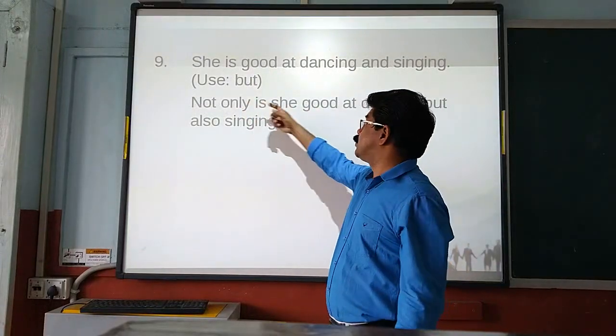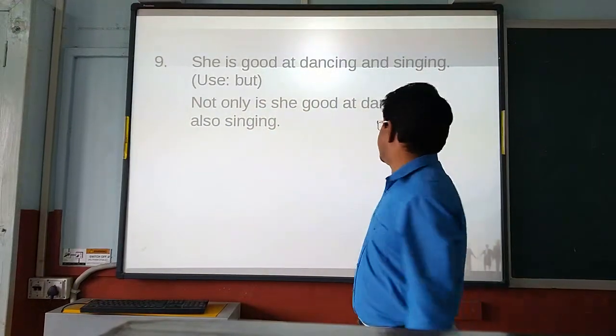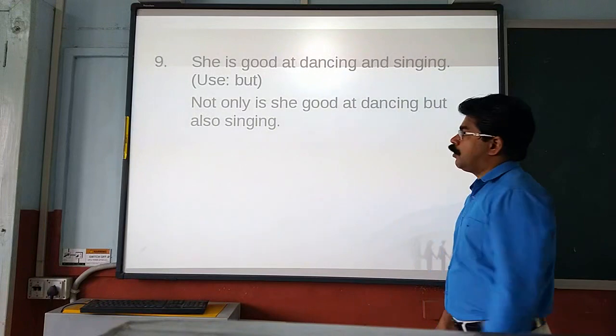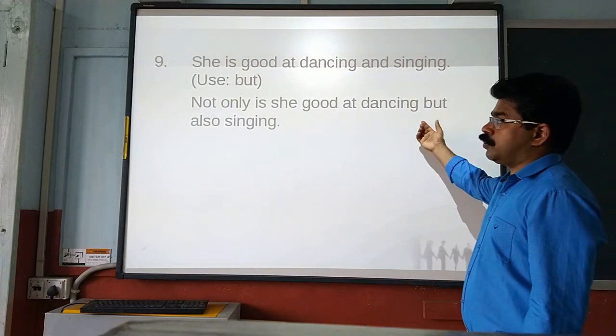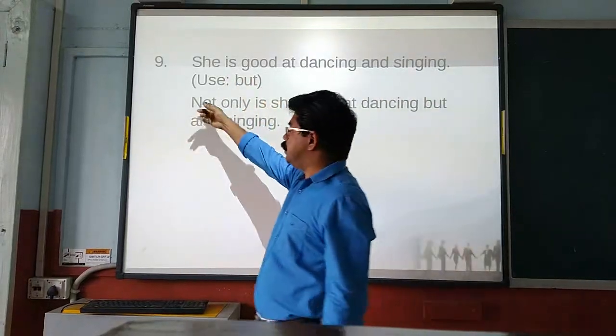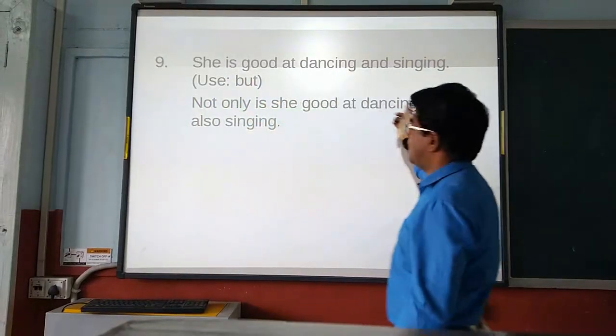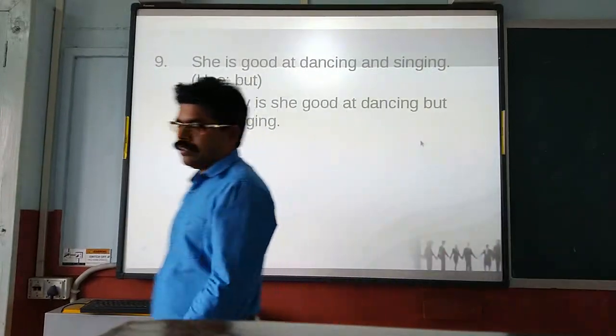Not only is she good at dancing, but also singing. Not only, but also. Now here of course the instruction is given that only but is used, but here we have changed it. Not only, but also. So the usage is correctly given there.